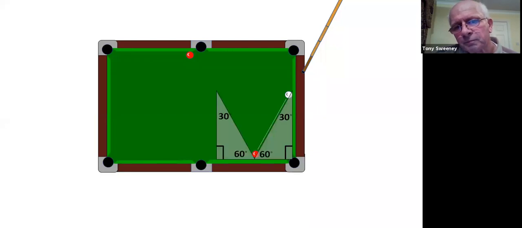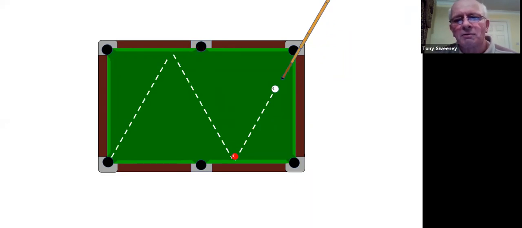Okay, we'll try another one. This time we'll do angles of 60 and 30 and of course the right angle, 90 degrees. Now, we are going to put the red one in off the other red one. Good shot. I like it when it works out. Now, this is a Ronnie O'Sullivan shot, right?